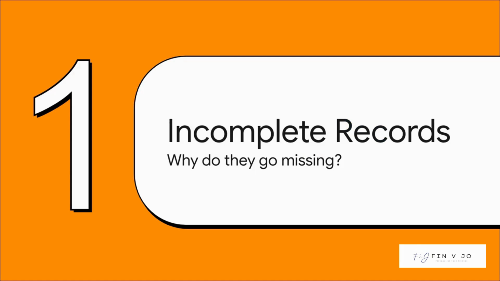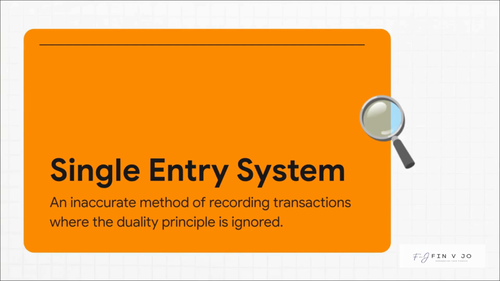Section 1. The incomplete records mystery. Why do records go missing? Okay, before we solve the case, we have to understand the environment we're actually working in. The single-entry system is formally defined as an inaccurate, unscientific, and unsystematic method of recording business transactions. What's wild here is that the duality principle, that absolute golden rule of accounting where every debit has an equal and opposite credit, is completely ignored, gone. This system generally only keeps track of cash transactions and personal accounts. That means complete real and nominal accounts are totally absent from the picture.